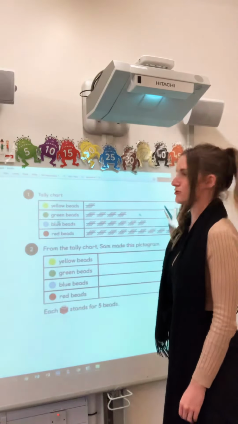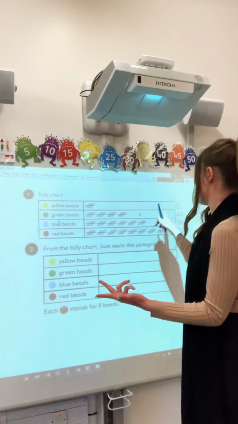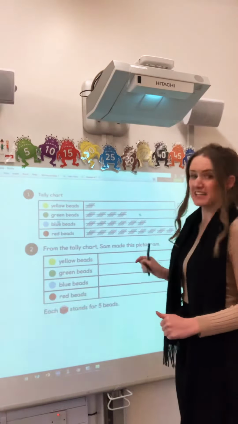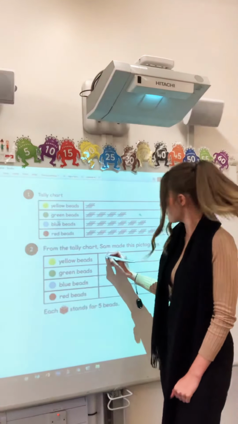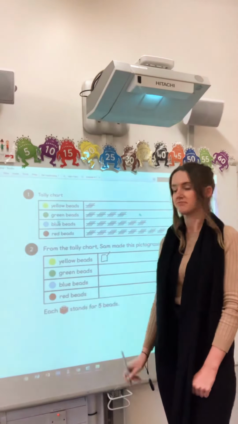Are they all a part of the 2s? No, we know 2, 4, 6, 5 isn't in there. Are they part of the 10s? Well, if they were part of the 10 times tables, they would all end in a 0. But they are part of the 5 times tables because they end in either a 5 or a 0. So what I want you to do is draw a cube, but each cube isn't going to stand for 1 bead and it isn't going to stand for 2 beads. Each cube is going to stand for 5 beads. So for example, yellow beads, I've got 5, straight away I can just draw my cube, 5, done.